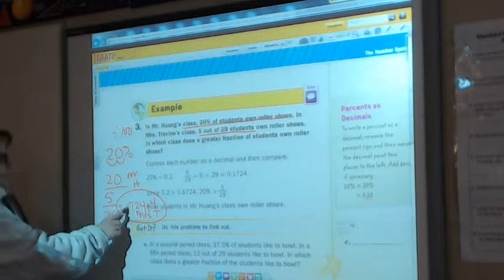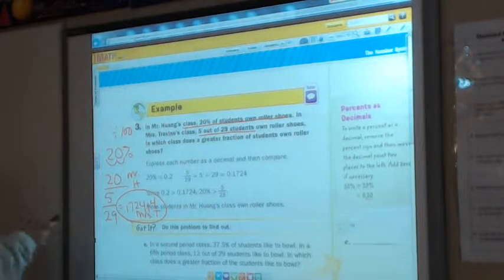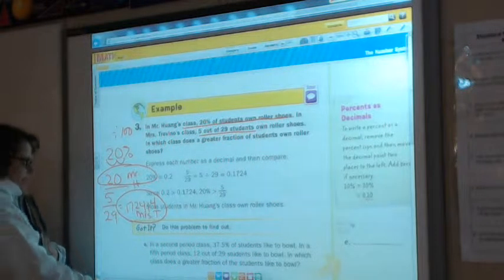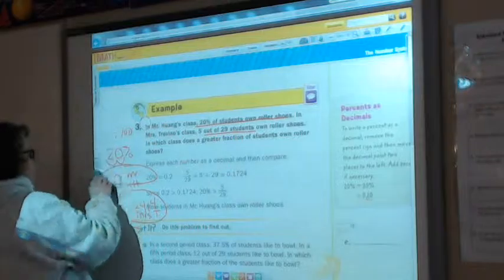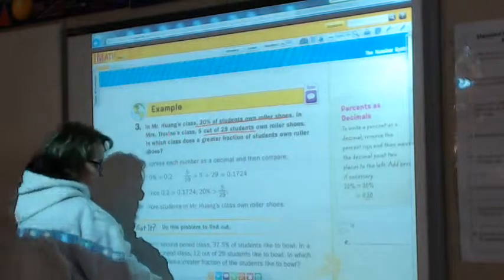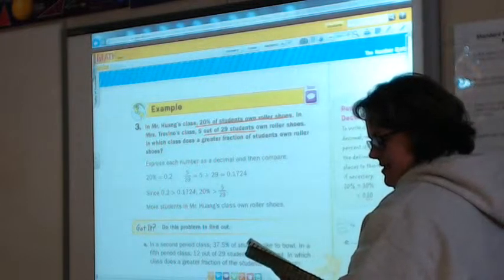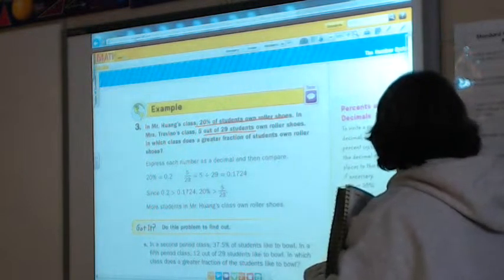Oh, it's 0.17. Sorry, I forgot the one. I didn't think that was right. Mr. T's, or Mr. H's class owned more. Okay, so now, I forgot my one. That's what happens when you rush and you don't put down all the decimals. You have to make sure that you're doing that. 0.17, yeah, I forgot to write that one down.